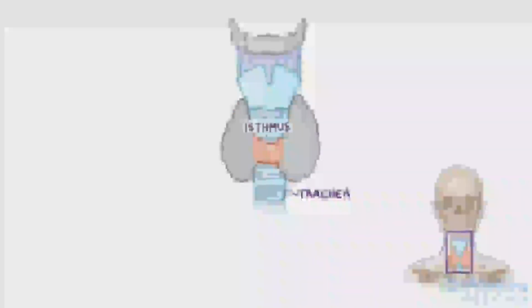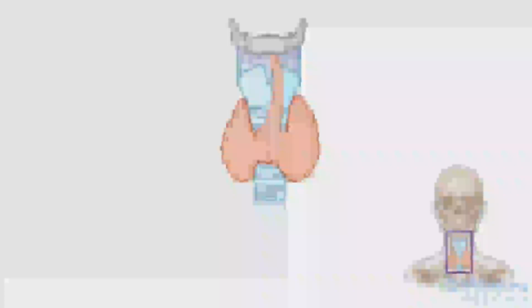It consists of a right and left lobe, located anterolateral to the larynx and trachea. These lobes are united over the trachea by a thin isthmus, usually anterior to the second and third tracheal rings, giving it an H-shaped appearance. In some people, there is a third lobe, called the pyramidal lobe, which usually arises from the isthmus and extends up to the hyoid bone.